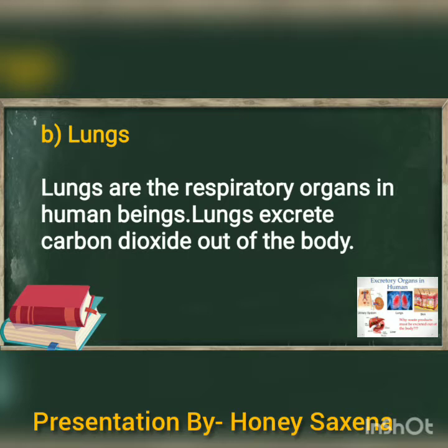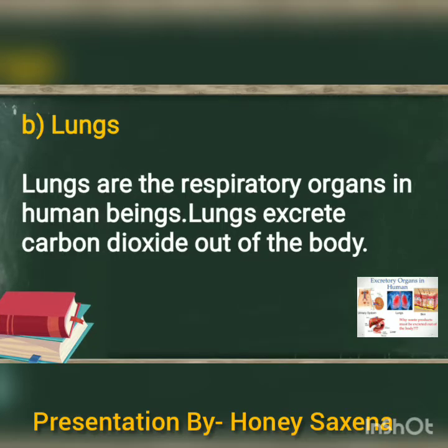Now let's see the other excretory organ: lungs. Lungs are the respiratory organ in human beings. Lungs excrete carbon dioxide out of the body. So with the help of lungs we remove carbon dioxide from our body, which is a harmful gas for our body. Now we are going to study the most important excretory organ present in humans, that is the kidney.